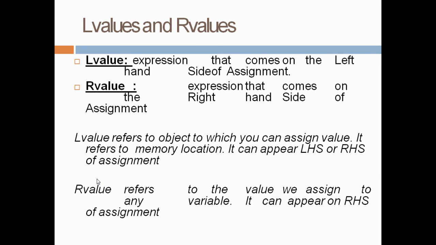Then we will talk about L values and R values. The L value is the expression that comes on the left hand side of the assignment. The R value is the expression that comes on the right hand side of the assignment. An L value refers to the object to which you can assign a value. It refers to the memory location. It can appear on the left hand side or the right hand side of the assignment. An R value refers to the value we assign to any variable. It can appear only on the right hand side of the assignment.